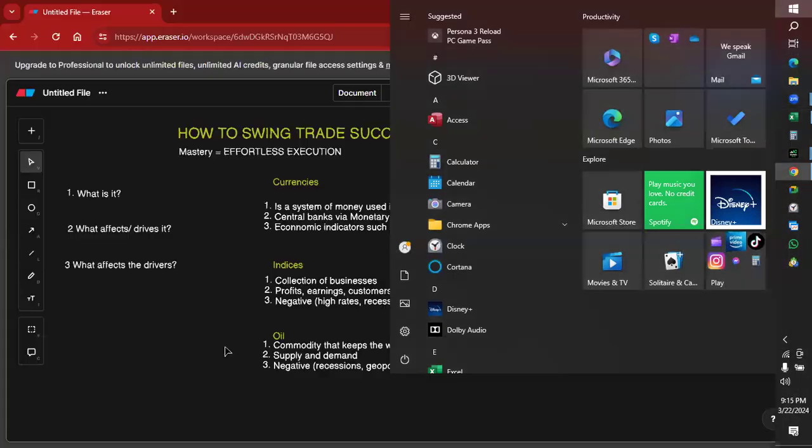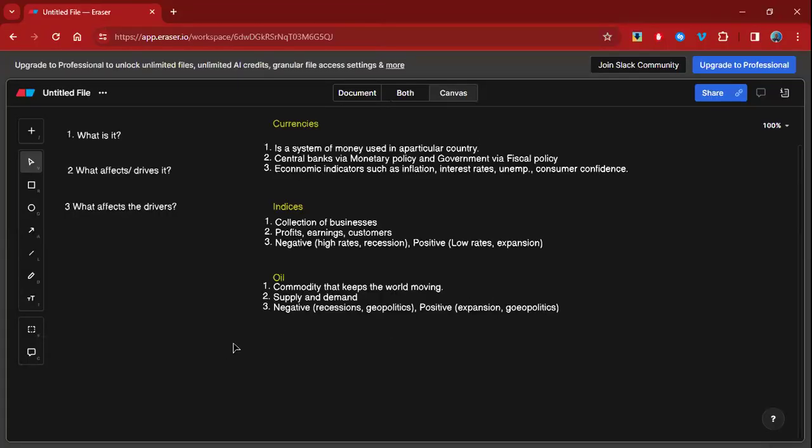And then the next piece that we'll actually look at is gold. It's also a commodity, but in this case, it's gold, right? So we have gold.